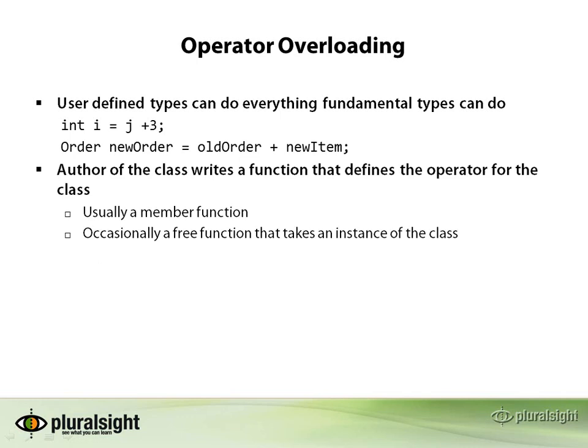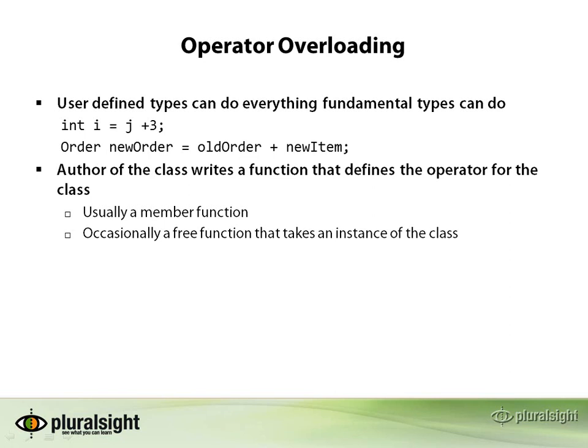Usually the function that you write is a member function. So in this case, the order developer would put something into the order class explaining how to add items into it. It's also possible that you could write a free function, that is a function not a member of any class, that takes two parameters, an order and an item. Why would you do that? Maybe if you were the item developer and you didn't have access to the order class to change it.